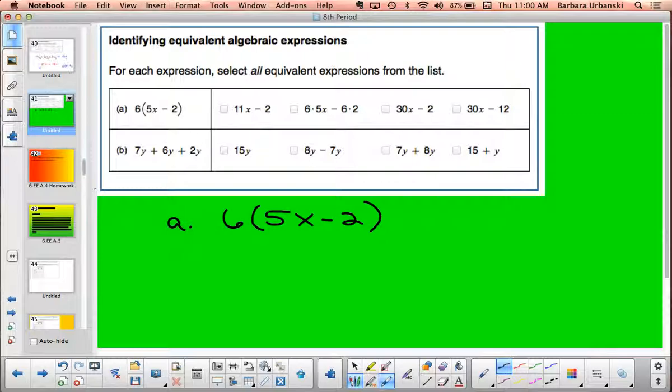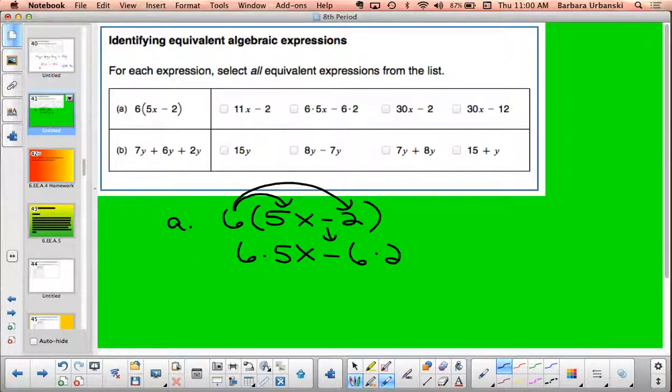I have this on a different video, so I'm going to hope that everyone knows that they would take the 6 and multiply it by the first term, and it would be 6 times 5x. You keep your sign of operation, which is subtraction, and then go ahead and multiply the 6 times 2.